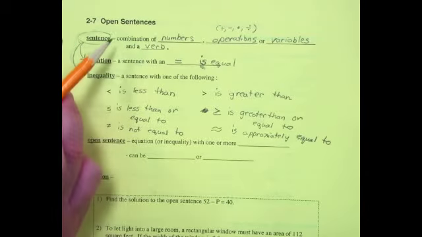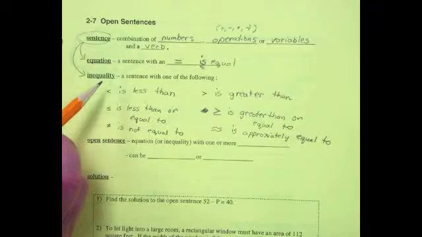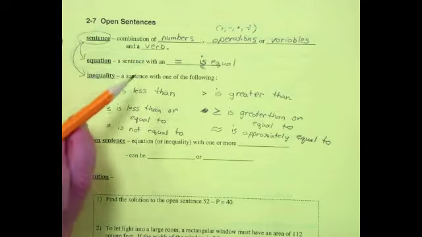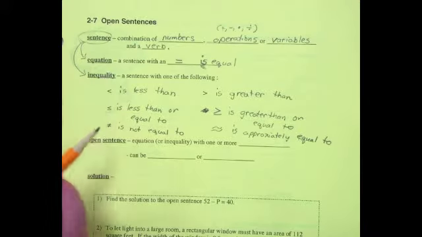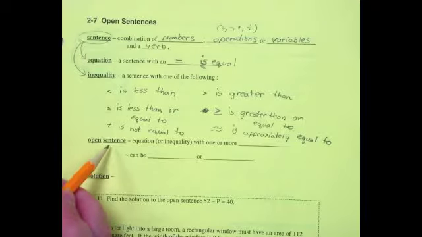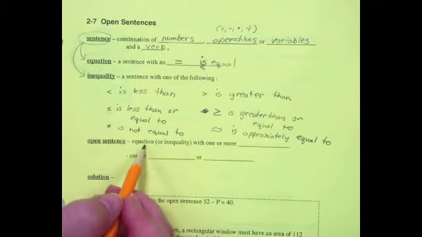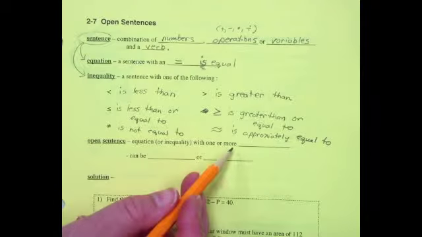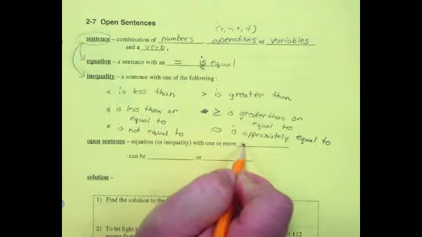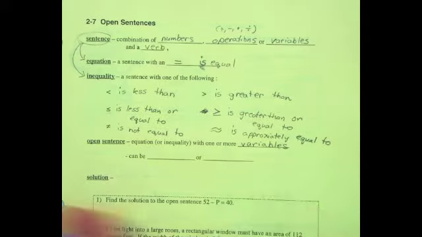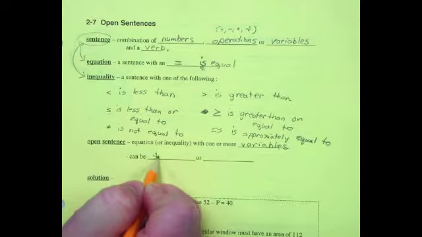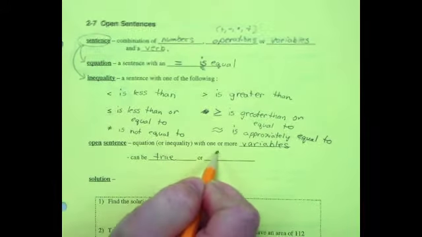So now we've talked about what a sentence is. We have 2 different types of sentences. They're either going to be an equation with an equal sign or an inequality with one of those symbols. Now some sentences are considered open sentences. That doesn't mean they left the window open. An open sentence is either an equation or an inequality with one or more variables. An open sentence can either be true or false.